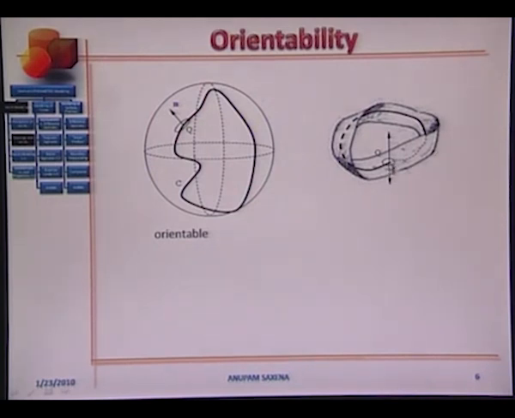In case of a Mobius strip, if you take any point on the surface and if you choose any closed path, it will always happen that when you come back to the same point, the directions of the two normals will be pointing in opposite directions. This is a non-orientable surface.